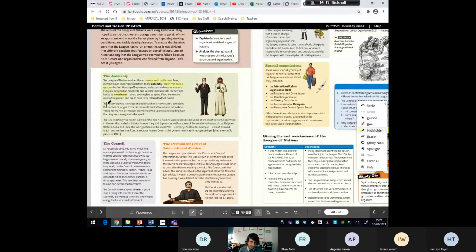It's worth pointing out that it was the most powerful of all of the bodies within the League. It could decide when a new country could join. It decided upon the judges for the Court of Justice. And it also decided how the League's money was to be spent.